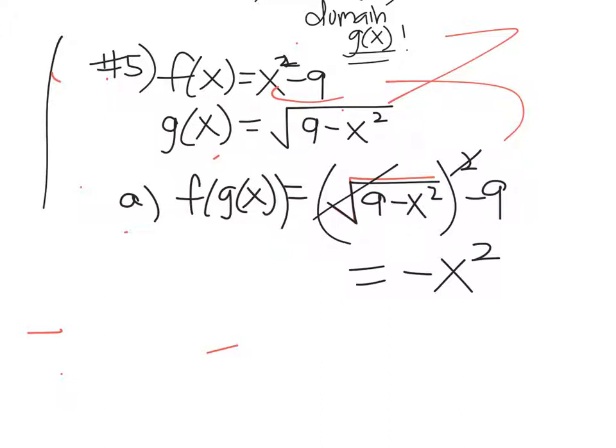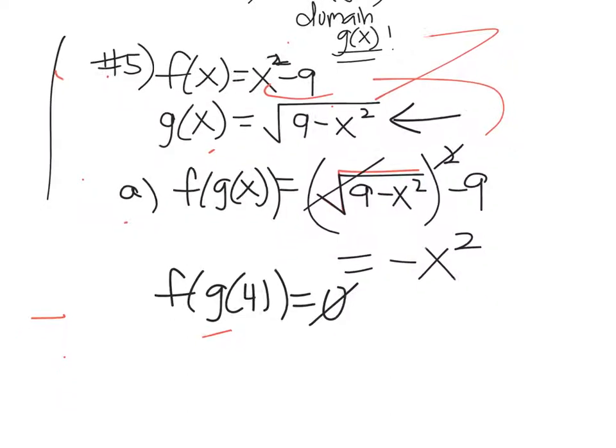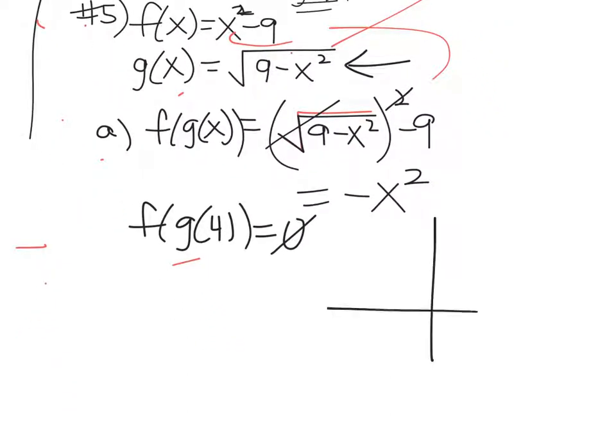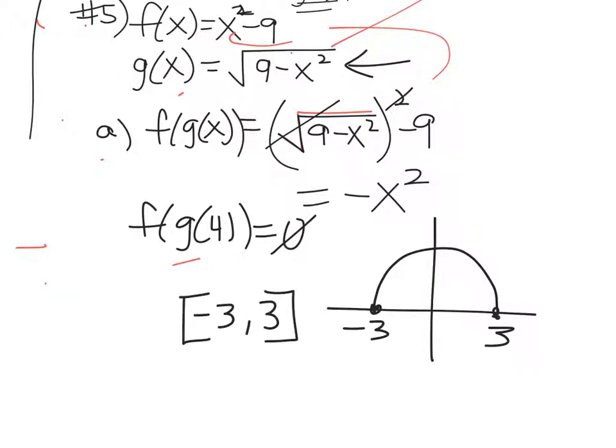If I tell you to plug in 4, if I tell you to do f of g of 4, you would get 9 minus 16 inside of a square root. You can't have that, okay? There's no solution to this. So you have to go back and look at the function g of x. And like I said, I would let you graph that. That is the graph of the top half of a circle. And the domain of that is negative 3 to positive 3. Okay? And so what we would say is the domain for f of g of x would be negative 3 to positive 3. That's the domain. That would be your answer.